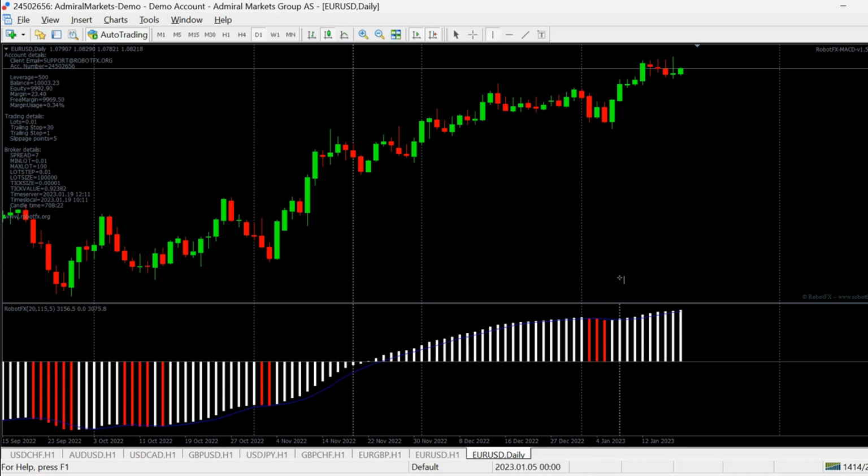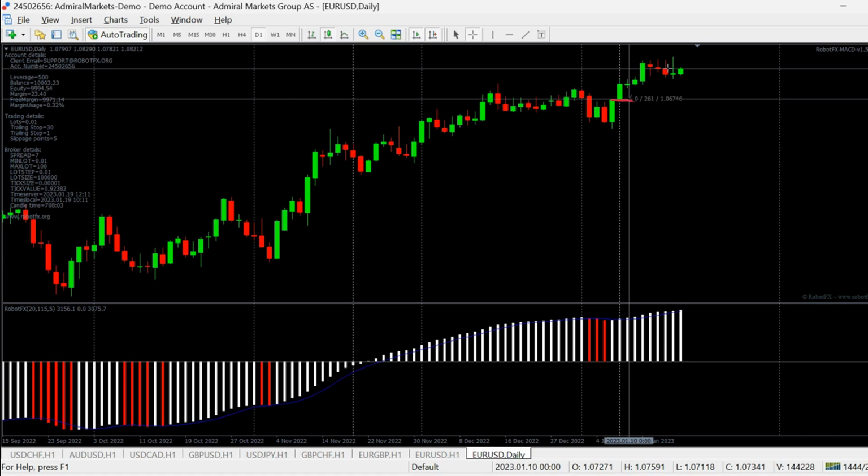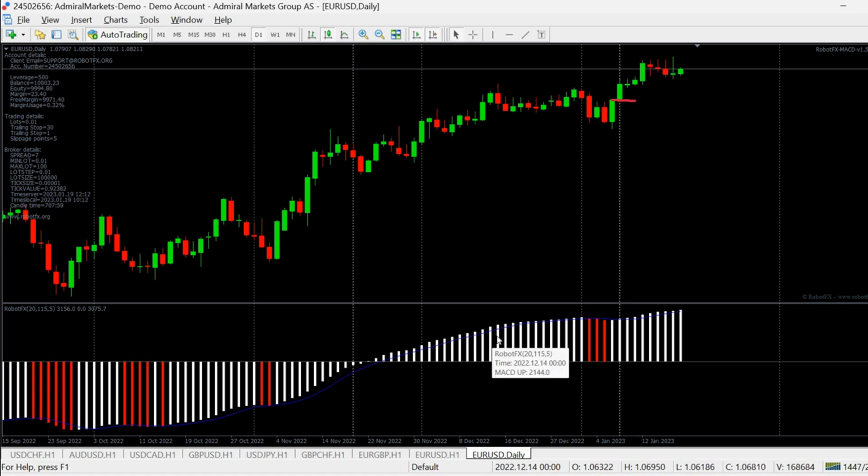Sorry, a little longer. There it is. So that means that according to the MACD signal, we would have entered a trade right here, and that would have been a successful trade because, as we can see, the price continued to rise following the trend, the new trend that was established, which is the uptrend.